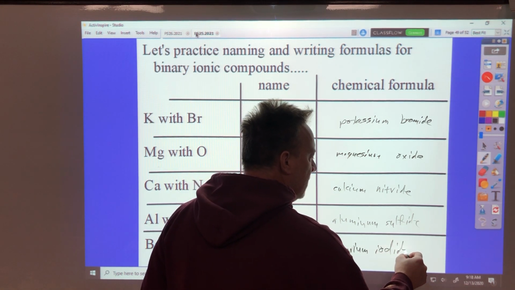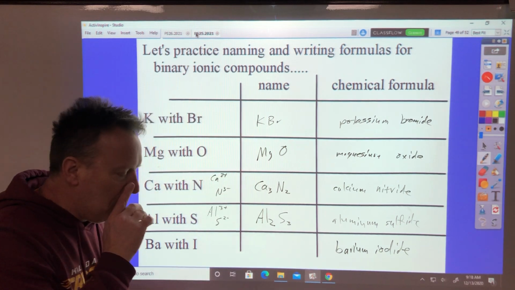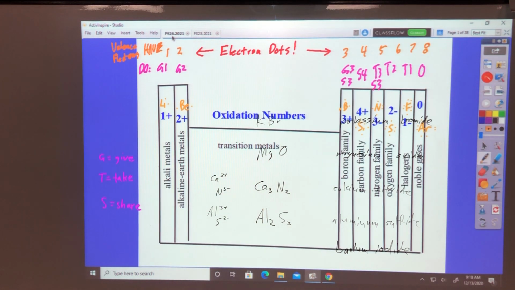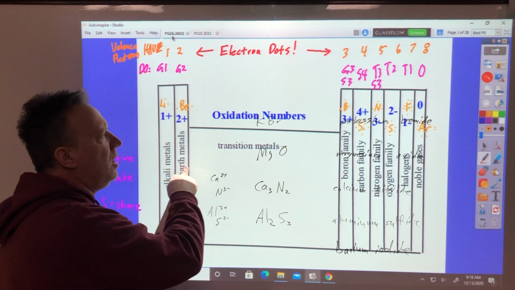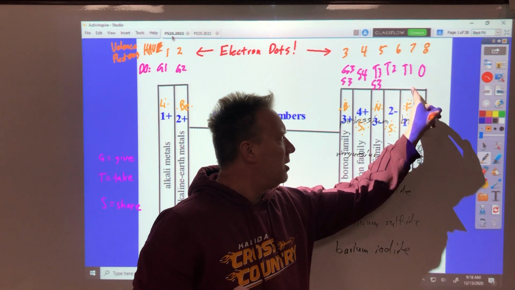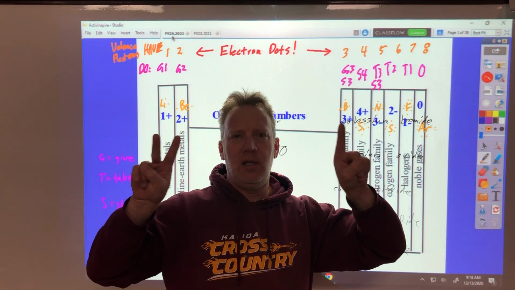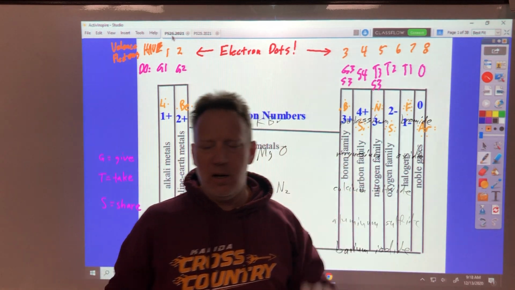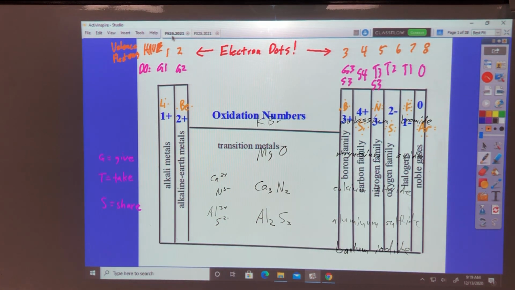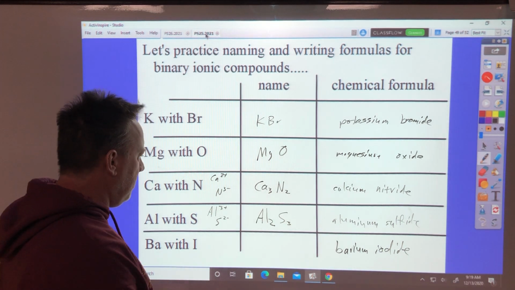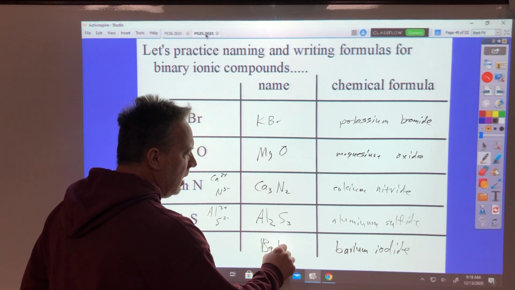And the last one, I have barium and iodine, so it must be barium iodide. So let's go look at the numbers for that one. Barium is here giving 2. Iodine's oxidation number is 1 minus because it takes 1 valence electron. These don't match. I need another iodine. So it's BaI2.